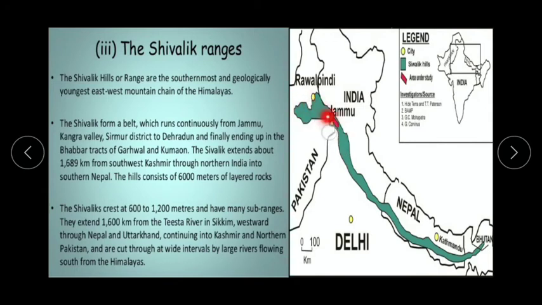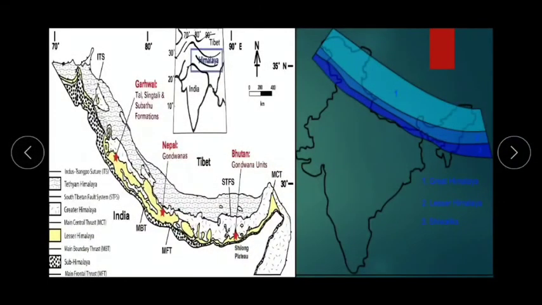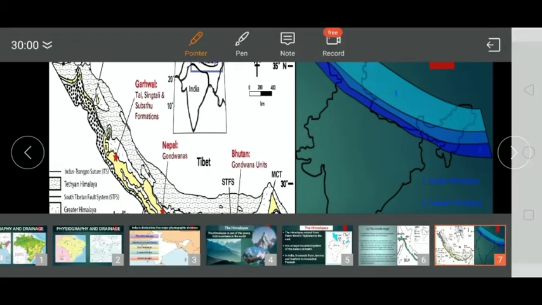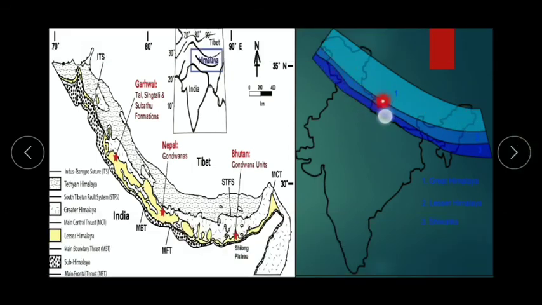Next to Shivaliks are the Lesser Himalayas, Greater Himalayas, and Trans Himalayan ranges from south to north, and these ranges are young to old respectively. Now in the map again you can see the Great Himalaya, then on number two, the Lesser Himalaya, and the last one, the Shivalik ranges.